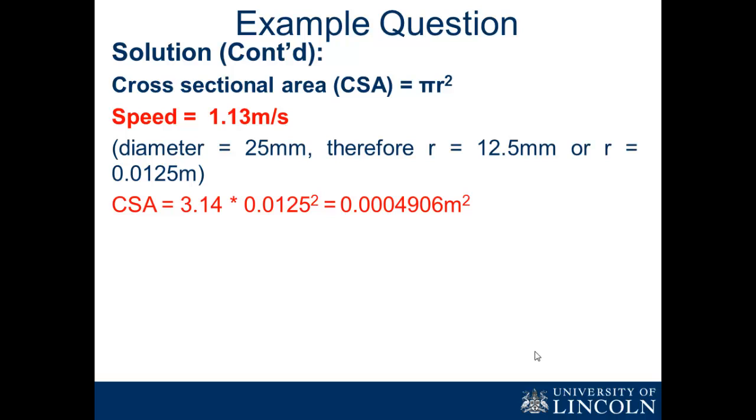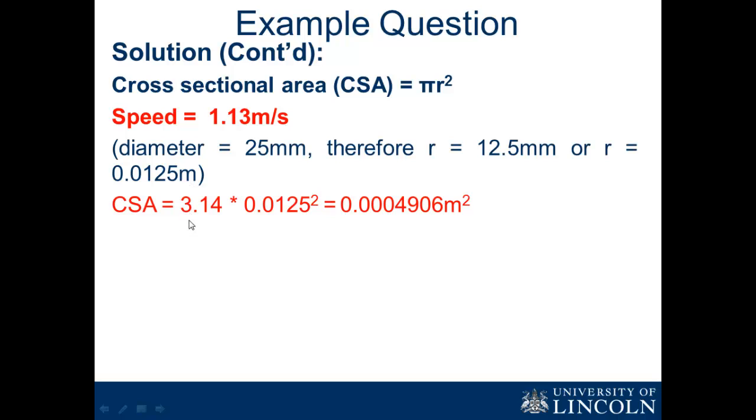Now let's look at our example. You've been given the speed to be 1.13, and the diameter of the pipe to be 25 millimeters. So our r equals 12.5 millimeters. Now we need to convert that to meters. Because we are moving from millimeter to meter, we need to divide by 1000. So we have it in meters.